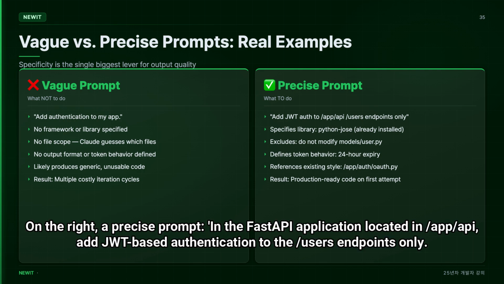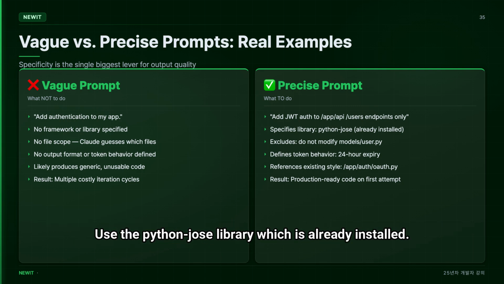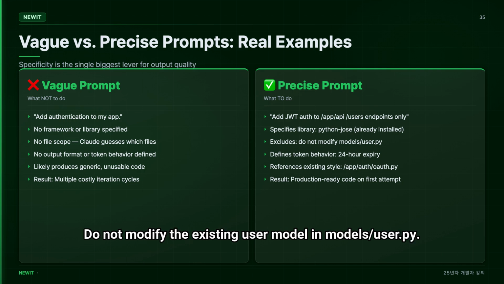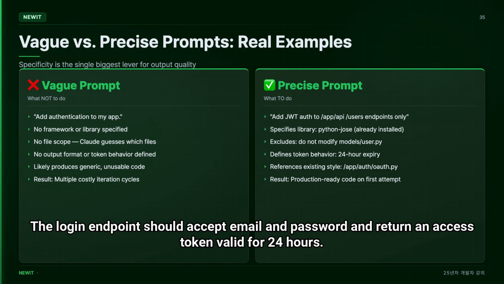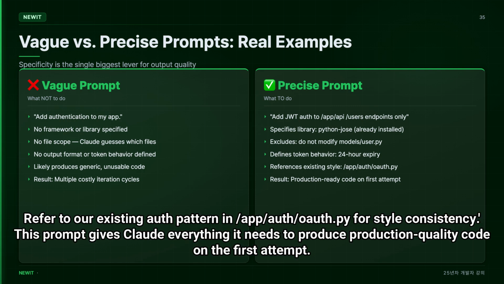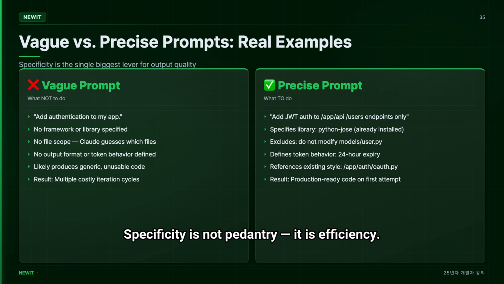On the right, a precise prompt: "In the FastAPI application located in app/api, add JWT-based authentication to the user's endpoints only. Use the Python jose library, which is already installed. Do not modify the existing user model in models/user.py. The login endpoint should accept email and password and return an access token valid for 24 hours. Refer to our existing auth pattern in app/auth for style consistency." This prompt gives Claude everything it needs to produce production-quality code on the first attempt. Specificity is not pedantry, it is efficiency.